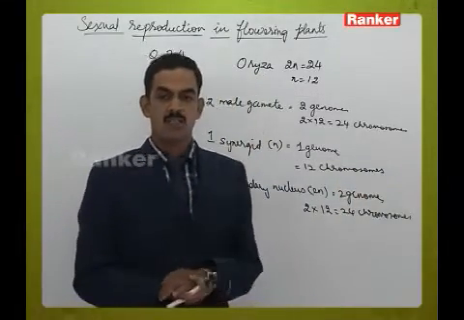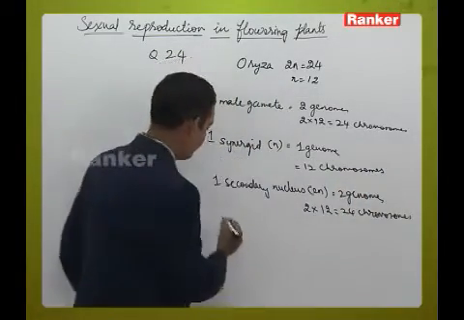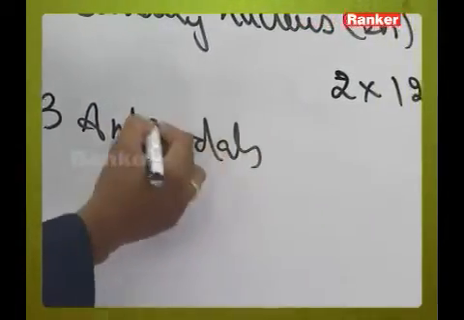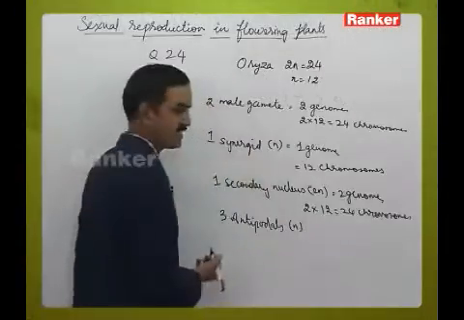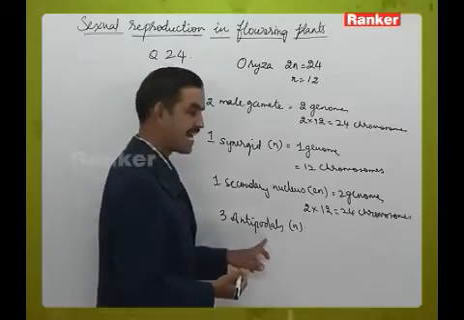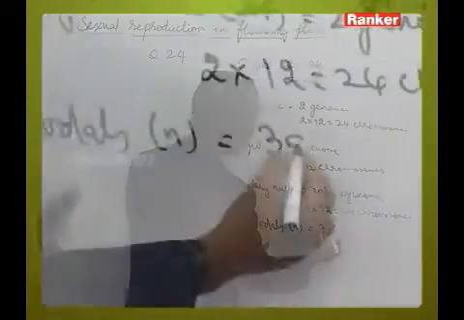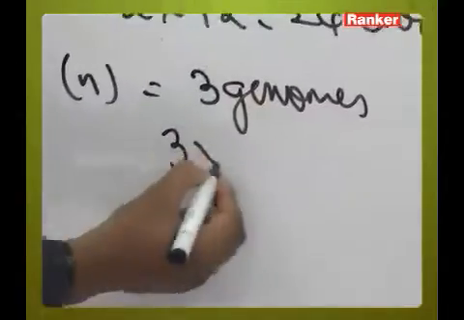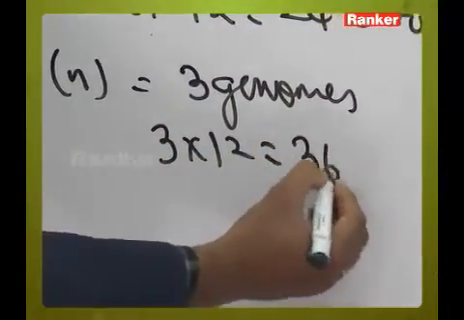Then 3 antipodals. Antipodals present inside the embryo sac are also haploid in condition, but here they are saying that 3 antipodals are there, so the total number of genomes in all the 3 antipodals is 3. So 3 into 12, it comes to 36 chromosomes.